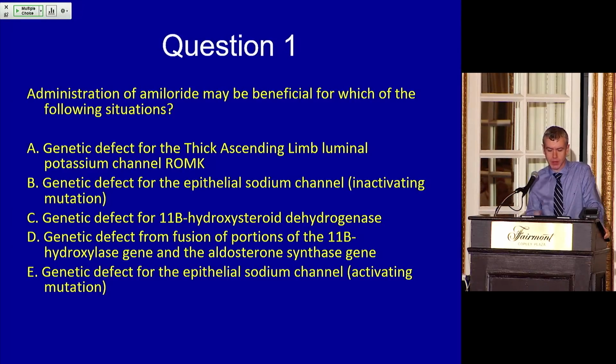Question 1. So the administration of amiloride may be beneficial for which of the following situations? A genetic defect for the thick ascending limb luminal potassium channel ROMK, a defect for the epithelial sodium channel, an inactivating mutation, a defect for the 11-beta hydroxysteroid dehydrogenase enzyme, defect from the fusion of portions of the 11-beta hydroxylase gene and the aldosterone synthase gene, or a defect for the epithelial sodium channel, an activating mutation.